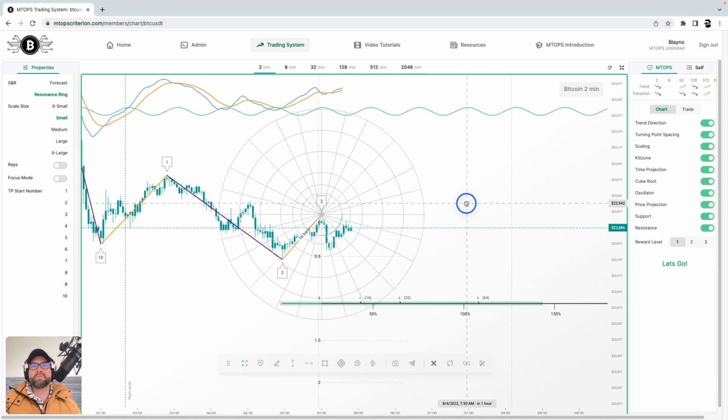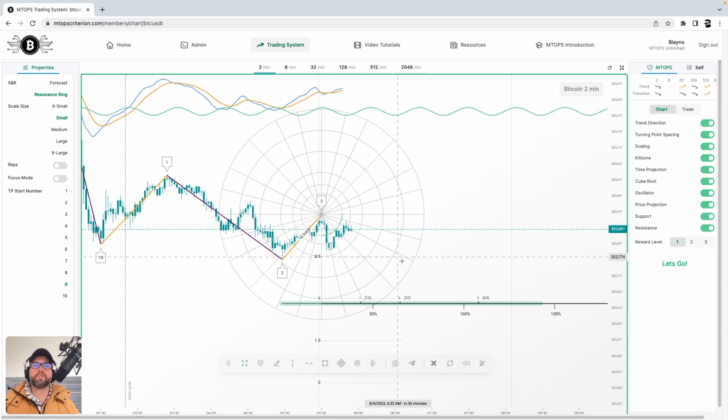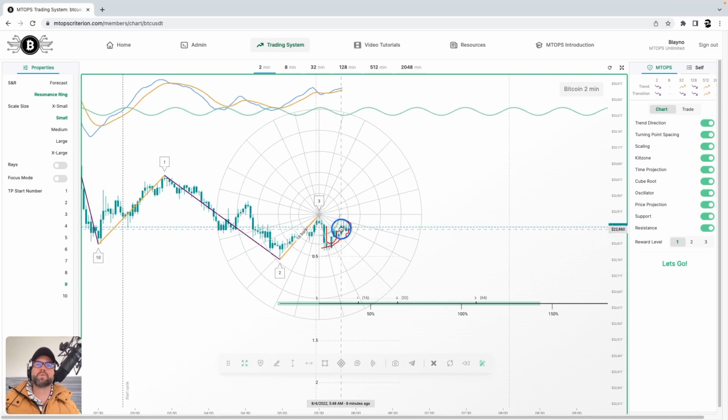So that's the resonance ring update. The smaller updates that have also been released are just some name changes. The fan line is now called support because the fan line acts as a support line, so it's just easier to call it what it is. And then our curve is now resistance. So you can tell over here that that's resistant to where the next transition is wanting to go. So that's supporting the price, this is resisting it, and it's going to find another support route down.